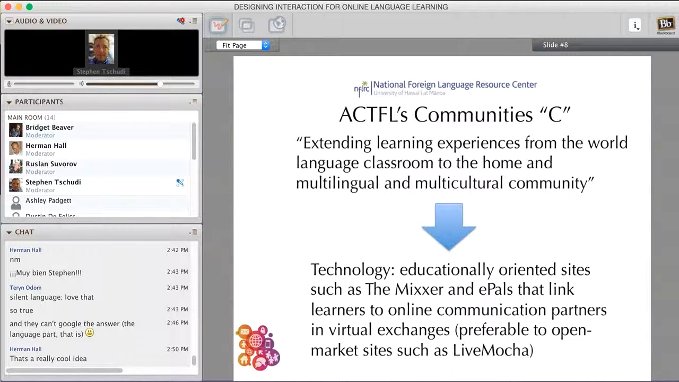And if you have heritage learners in your classes, they are a really valuable asset for, say, bringing in guests to the class to interview them. Now, as far as technologies that can access communities of practice outside your classroom, these educationally oriented sites such as the Mixer and ePals that Herman was mentioning, that link learners to online communication partners in virtual exchanges can be really great. They're preferable to open market sites such as LiveMocha because, of course, you can't guarantee the safety and security of your students unless you're using an educationally oriented site. All right.